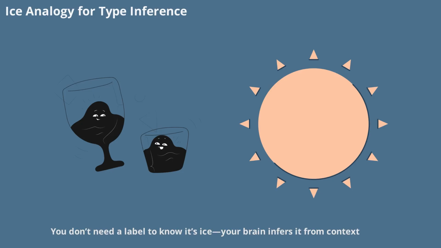You don't need a label to know it's ice. Your brain infers it from context. Kotlin's compiler works the same way, figuring out types based on how you use them.